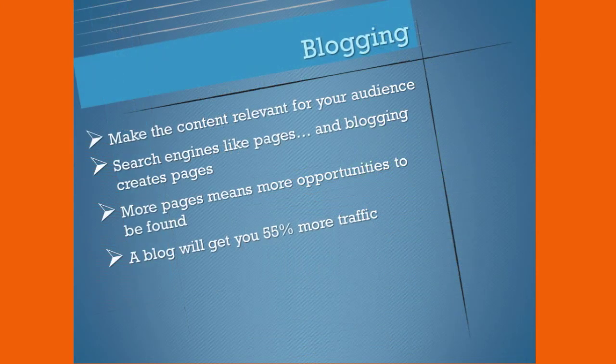So let's talk about blogging. The best way to make a good blog is to keep your content relevant for your audience. So if you're writing about auto parts, or if you're writing about insurance, or whatever your topic is, make sure that the blogging you're doing is appropriate and has the right content for people that are looking for your particular products or services.